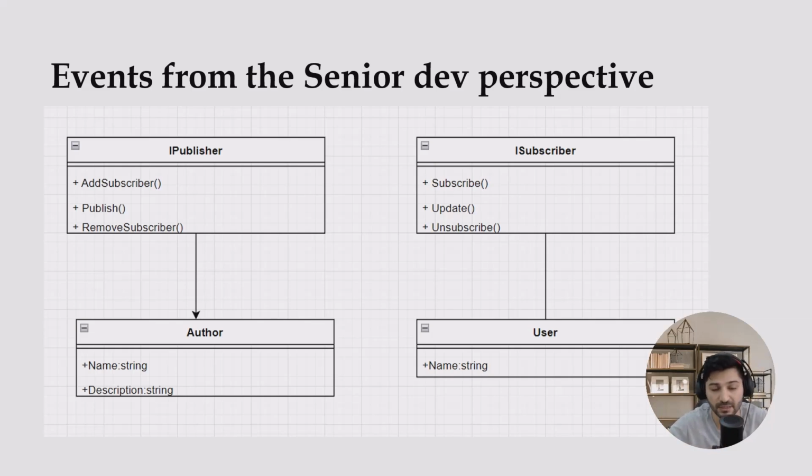What is a loosely coupled mechanism? In loosely coupled mechanisms, you don't have direct knowledge between your author and user, but they can actually communicate with each other. Your author is able to communicate with the user, and the user with the author, but without knowing the exact implementation of the interfaces. That's how we are implementing loosely coupled systems.